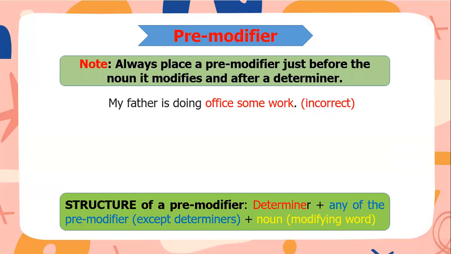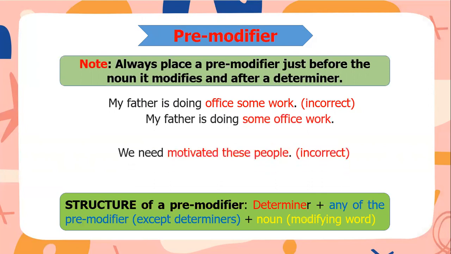So you cannot say my father is doing office some work. This is incorrect. First, the determiner is some, then the modifier office, then the noun work. My father is doing some office work. We cannot say we need motivated these people. First, the determiner these, then the modifier motivated and a noun people. We need these motivated people.